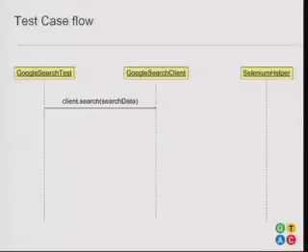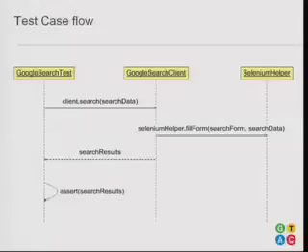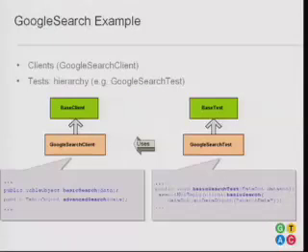So this is a common scenario for a test case flow for the Google search test. Here you can see that it just makes a call to the client search method, passing in the data. Underneath it calls a field form, and then the data comes back, and it just asserts on the data. So you can see that writing a test case is actually pretty simple, because a lot of the logic is either handled by the framework or by the client class.